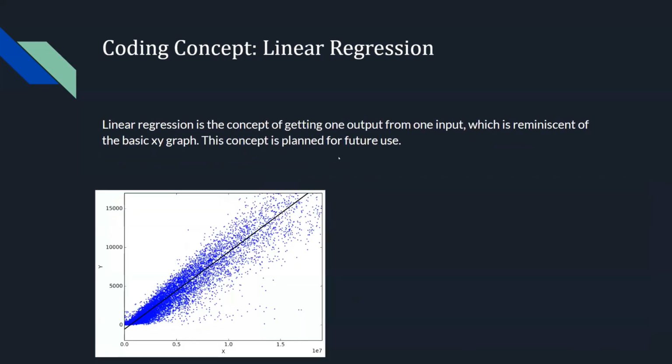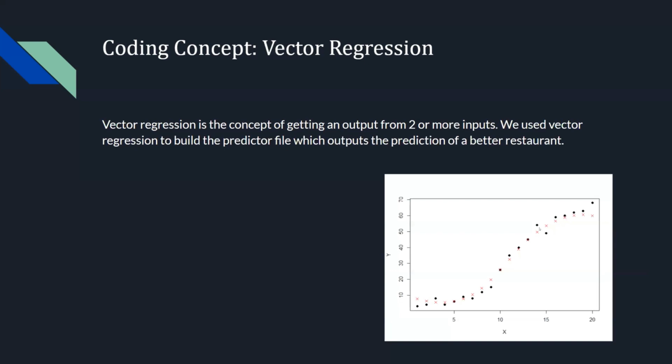And linear regression. One of the coding concepts I learned was linear regression, which is getting one output from one input. This is similar to a basic x and y graph. This was planned for future use, to make the prediction more geographically accurate. And we use vector regression, which is getting an output from multiple inputs. We use this to design the predictor with the categories of the restaurant being the inputs, and the output being the better restaurant.